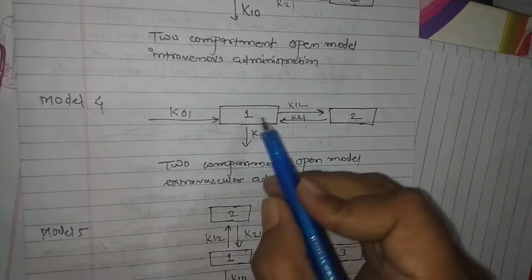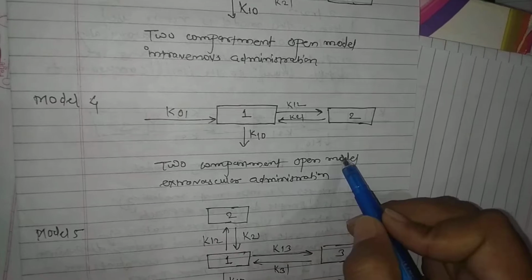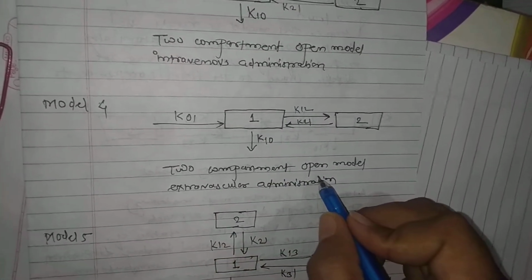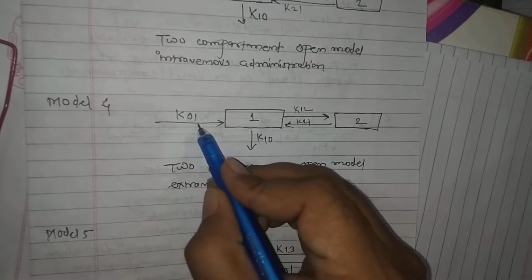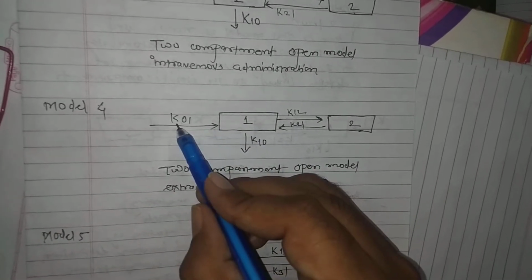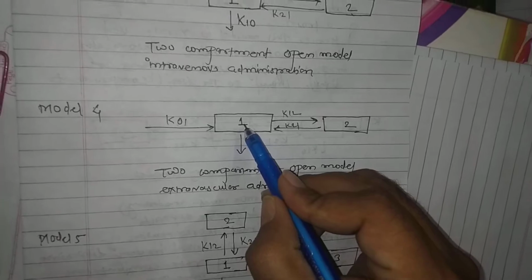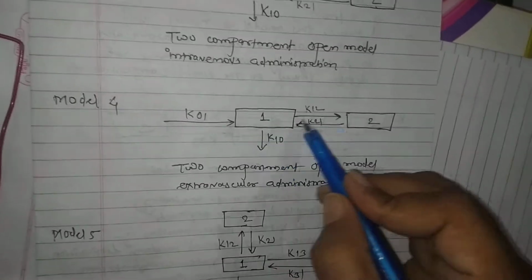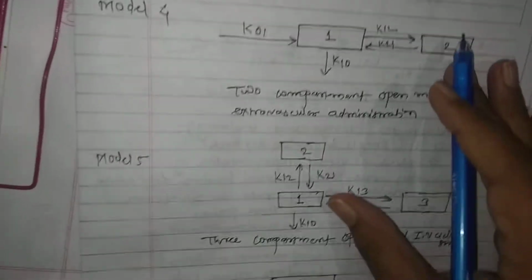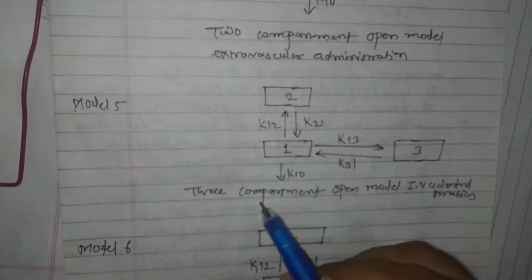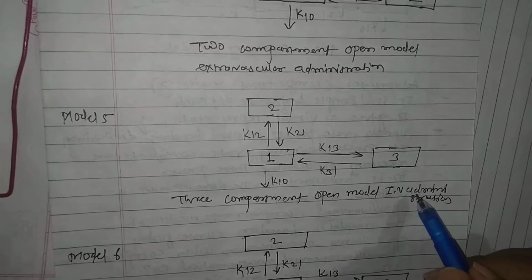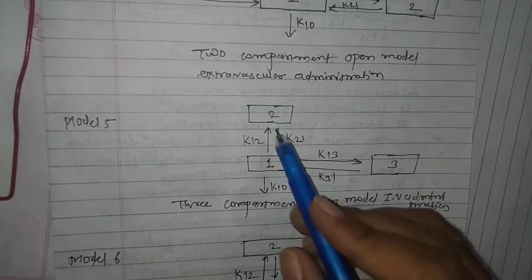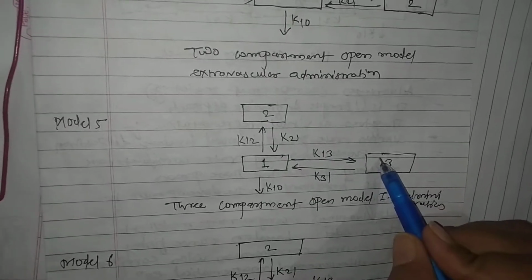Model 4, the two compartment open model is similar, but it is extravascular administration. Here there is the absorption phase, the absorption from the tissues towards the central compartment, that is the highly vascularized tissue, compartment first and compartment 2. Next, model 5. Here is the 3 compartment model. It is the same as the 2 compartment model, but instead of 2 compartments, here are compartments 1, 2 and 3.